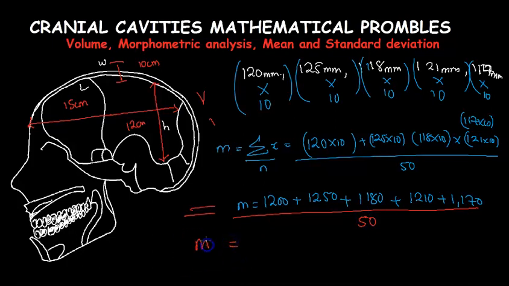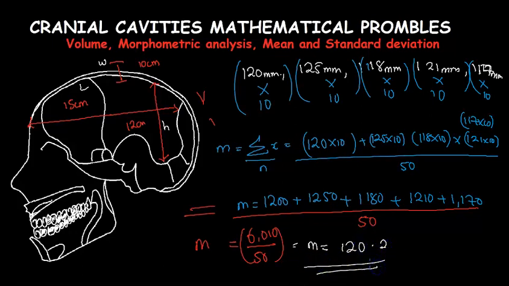So for our mean, the next thing we need to do is to add everything and divide it by the total number. If you add 1,200 plus everything at the numerator, you're going to end up with 6,010 divided by 50. 6,010 divided by 50, we are going to have our mean to be 120.2, which is also still in that range.